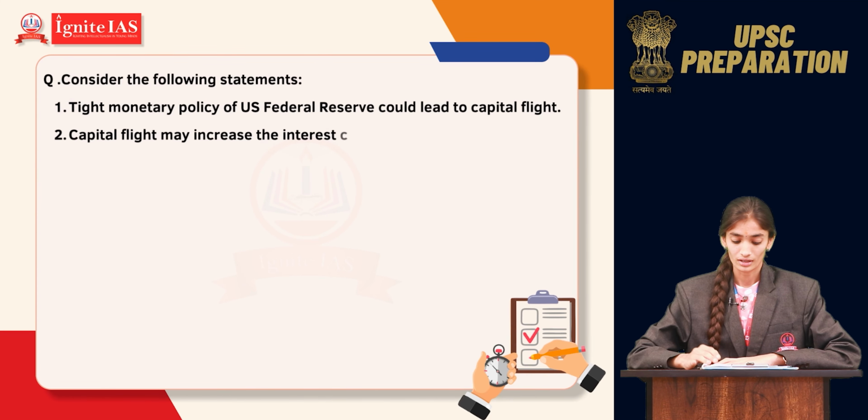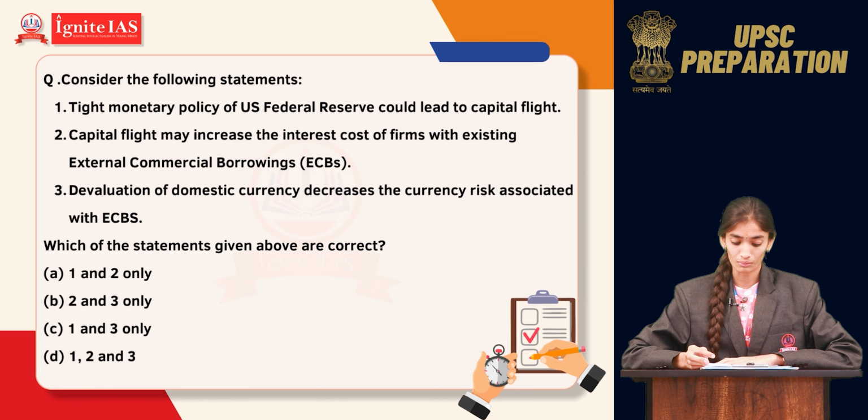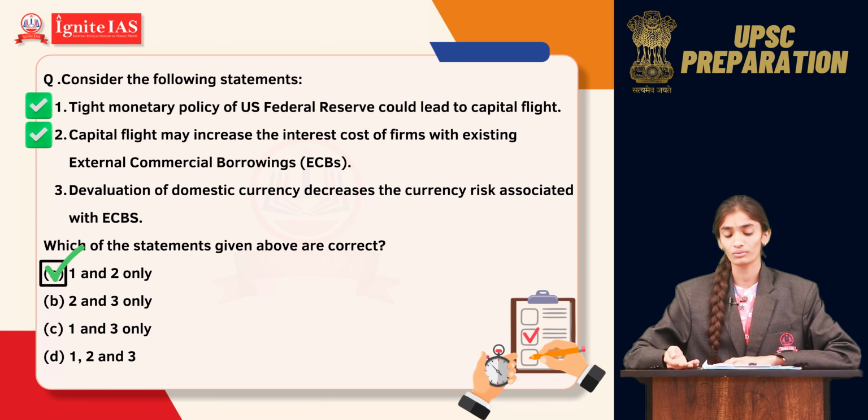Next question. Consider the following statements. Statement 1, tight monetary policy of the US Federal Reserve could lead to capital flight. Statement 2, capital flight might increase the interest cost of firms with existing external commercial borrowings. Statement 3, devaluation of domestic currency decreases the currency risk associated with external commercial borrowings. Which of the following statements are correct? Option A is correct, which is only 1 and 2.